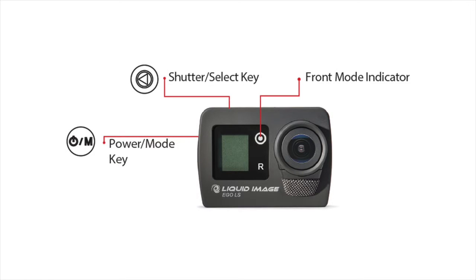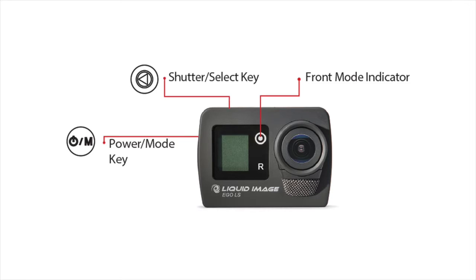Power Mode key is the large button on the left-hand side. This button will be used to power on your camera and to change modes. Your shutter select key is located on the top of the camera. Use this button to make selections and to stop and start recordings.